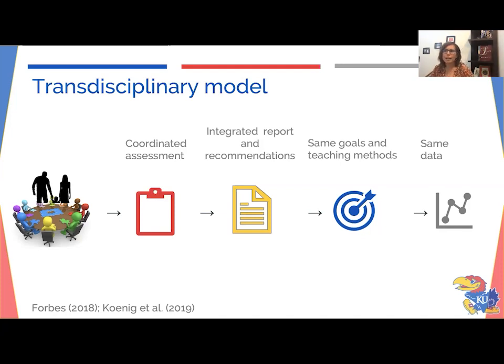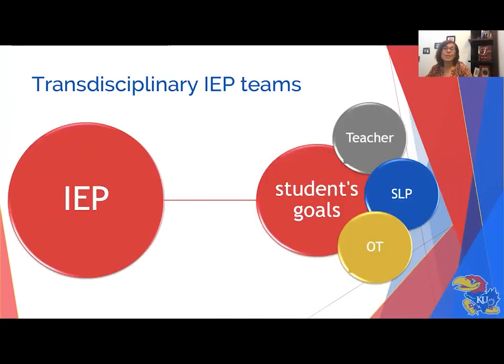So how might we spot a transdisciplinary model in the schools? Well, with this model, we only have one set of goals, and that's the student's goals. And then all professionals work on these goals together. Now, the law doesn't specify that different professionals must work on different goals, and outcomes are likely better when the services are more cohesive. This model is less common in the schools, and it usually involves a big change for most IEP teams.